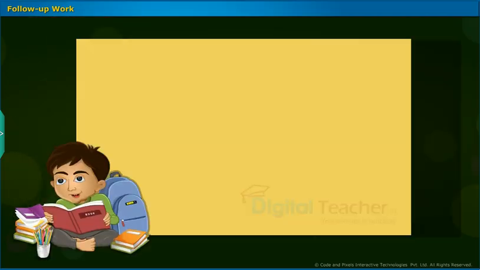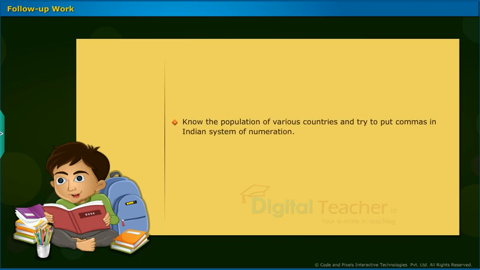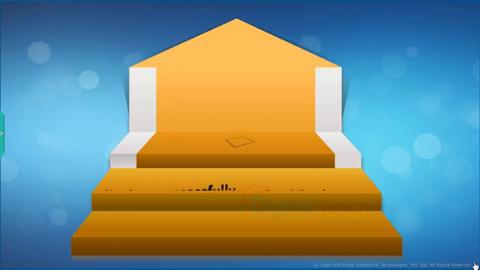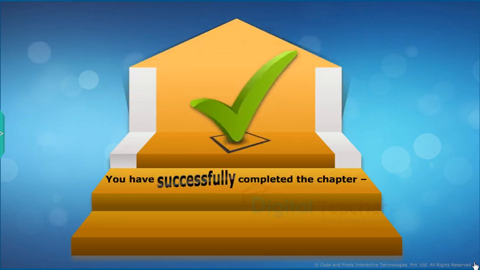Follow-up work. Know the population of various countries and try to put commas in Indian system of numeration. Know the highest and smallest of 10-digit, 11-digit and 12-digit numbers. You have successfully completed the chapter Knowing Our Numbers.